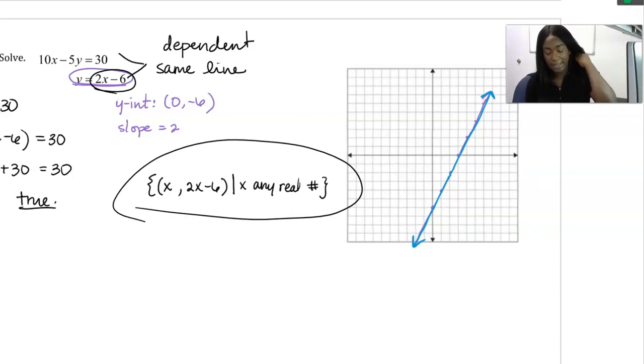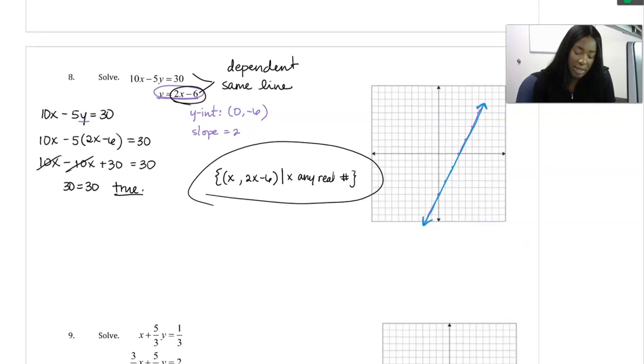And what that represents is the set of all points that are on the line, because the lines intersect everywhere because they are in fact the same line. And you will always be dealing with a dependent system if you do some kind of elimination or substitution or addition and you arrive at an equation that is true. If we were to have gotten something like 15 equals 30 or 29 equals 30 or something that was not true, that would mean that our system would have been inconsistent and we would have had no solution.